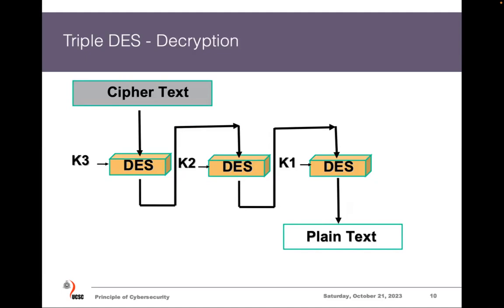So when we get the ciphertext, first we need to apply key K3, and then we need to apply key K2, and then we need to apply K1. So that will decrypt each round, and finally we will get back the plain text. So this is the way we make the encryption much stronger.